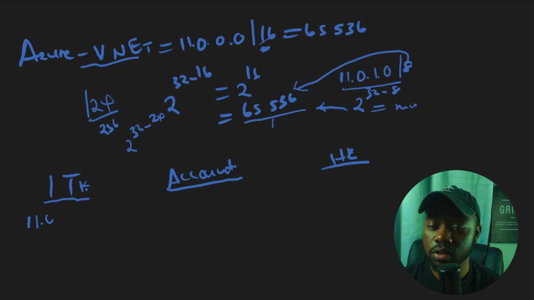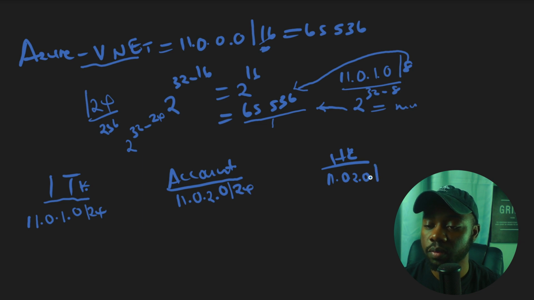So for the IT department, I can simply have 11.0.1.0/24, and in the accounting department, I can have 11.0.2.0/24, and in the HR department, I can have 11.0.3.0/24, because we want these departments to be on different networks.